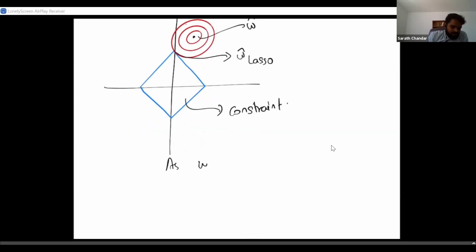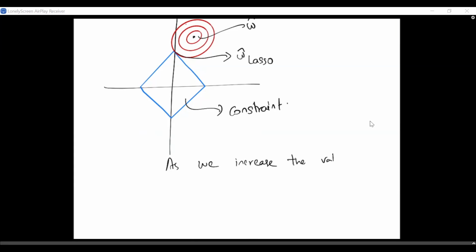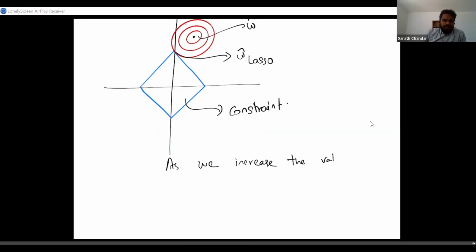So in this case, sorry, as we increase, just give me 1 second. Okay, sorry for that.